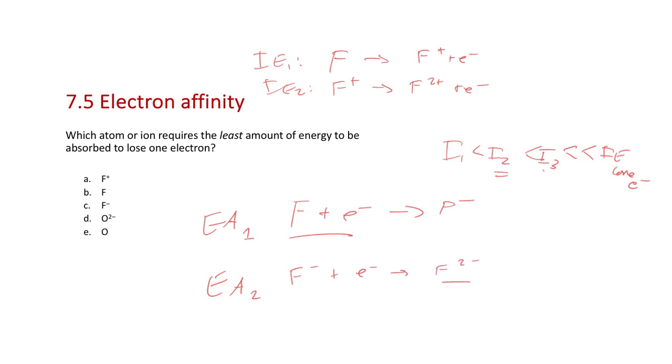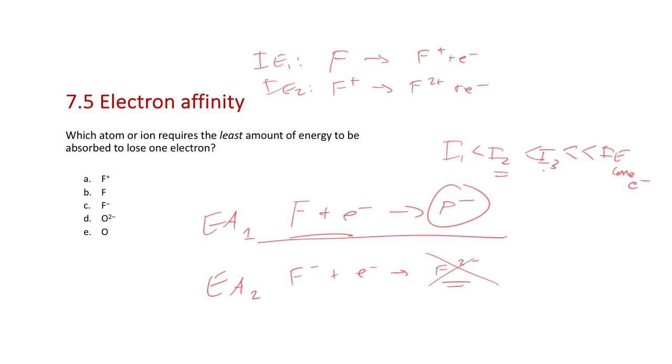And now this doesn't make a lot of sense. F2 minus probably isn't going to form because we filled our octet, or we filled that noble gas configuration to F minus. And so this seems like this would take a lot of energy and not be something that's likely to happen. But this step here is actually favorable.